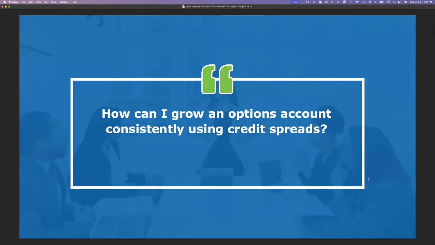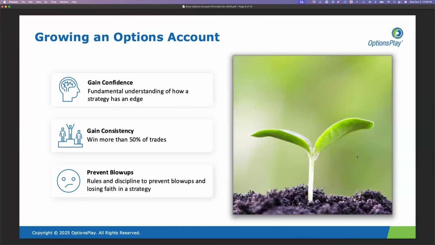But the primary thing that I want you to be able to walk away from today's session is a clear understanding of how you can grow your options account consistently using credit spreads. So the strategy that we're going to be focusing on today is credit spreads. Whether you are brand new to options trading or you have some experience, I'm going to walk you through what a credit spread is, how to gain an edge, and then more importantly, how to find these types of opportunities using the tools available to you here at First Trade.